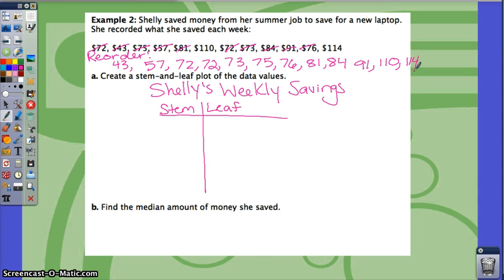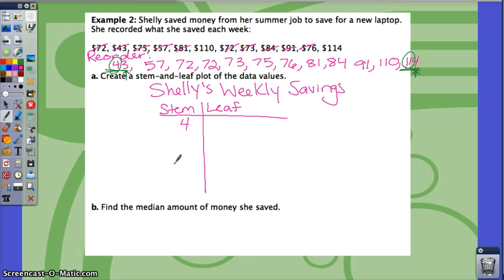Now that they're in order, we want to look at our lowest value and our highest value to determine the stems. So my lowest value is 43 and my highest value is 114, which means, remember, the stem is all the numbers but the last digit. So the last digit here is 3. 4 is going to have to be in my stem. And my stem is going to have to go all the way up to 11 because 4 over here is going to be the stem, the leaf. So I have to show in my stems 4 up to 11.